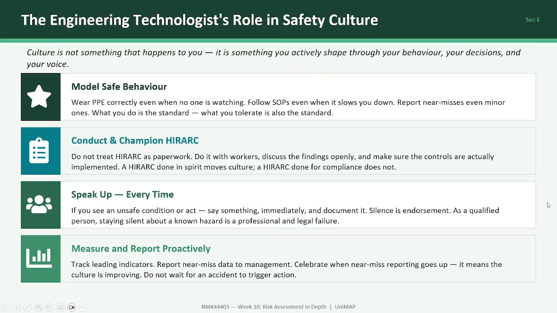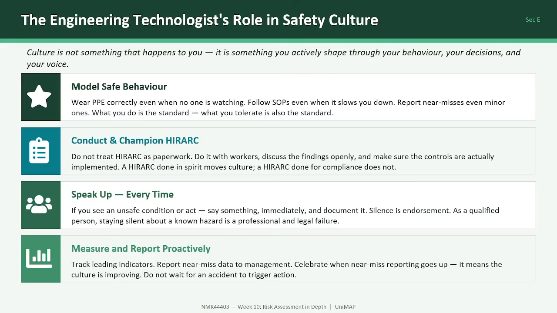Question 3. Which phase of the PDCA SMS cycle involves conducting HIRARC, and what happens to HIRARC outputs in the DO phase? Answer. HIRARC is conducted in the plan phase. It is the primary planning tool for identifying and assessing risks. In the DO phase, the risk controls selected through HIRARC are physically implemented, workers are trained on those controls, and SOPs are updated to reflect HIRARC findings.